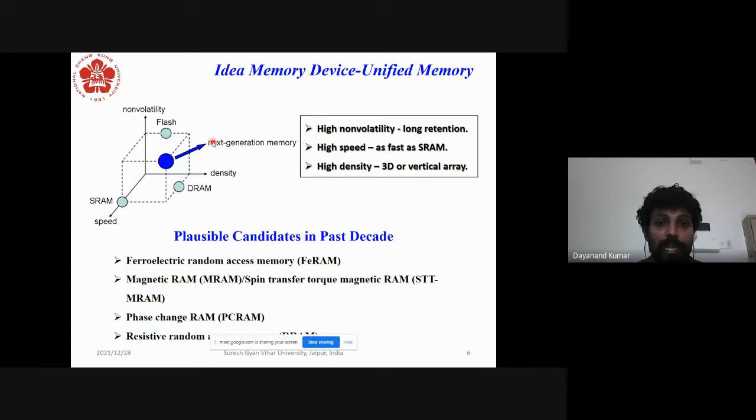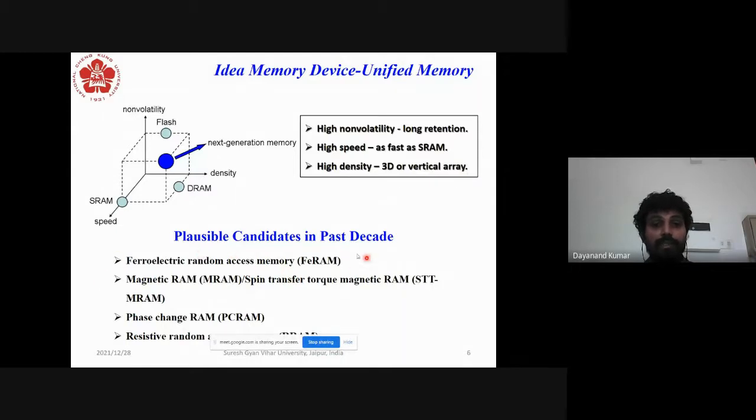So here is the next generation memory. It should be non-volatile with long retention, and high speed, as fast as SRAM, and high density. Because for high density, you can make the device layer by layer, so you can make a 3D vertical array. In the past few decades, researchers have been working on different kinds of emerging technology devices as plausible candidates.